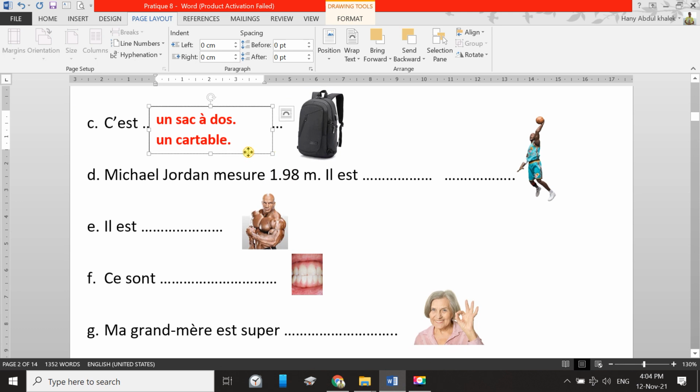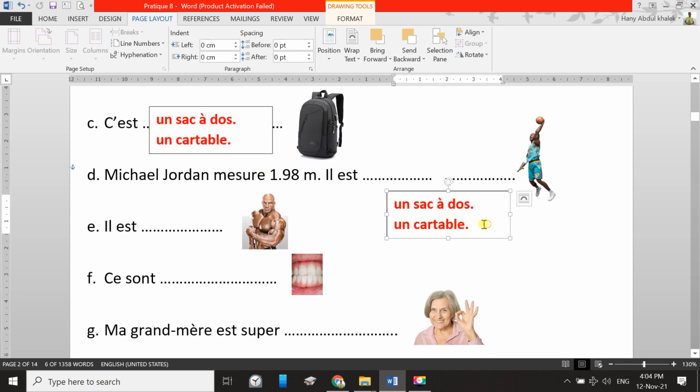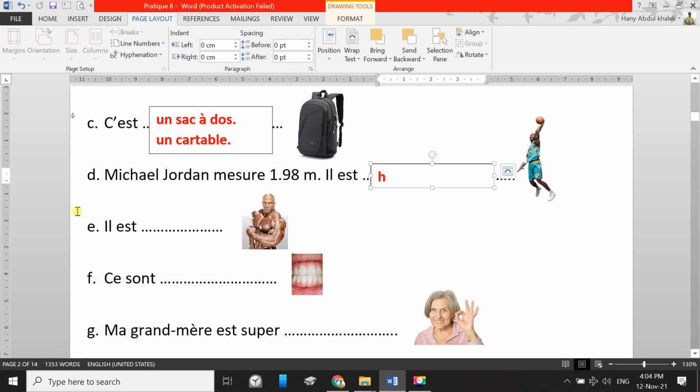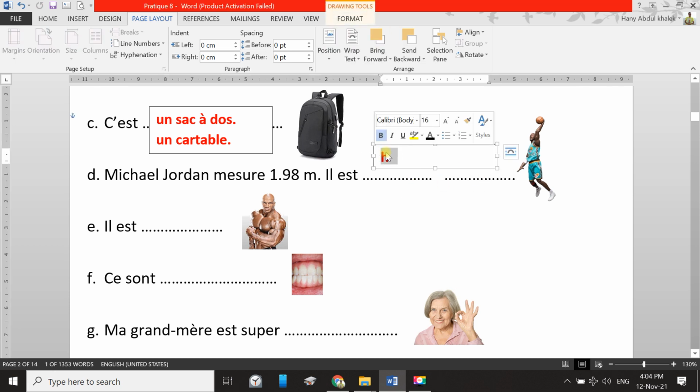Okay, let's go next. Here, Michael Jordan. Michael Jordan is a basketball player. Okay, he's American, il est américain. Michael Jordan mesure 1m98. Il est super grand. We have here two spaces here. This one I meant by this super grand. If you want to say hyper grand, as you like. If you want to say très grand, as you like. The point is he is very tall.